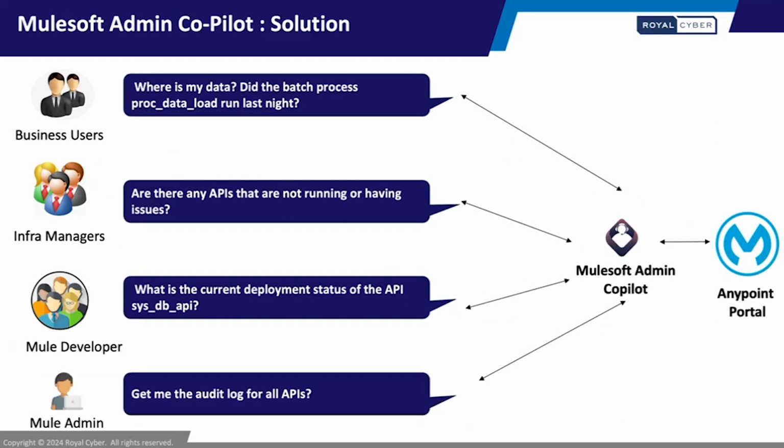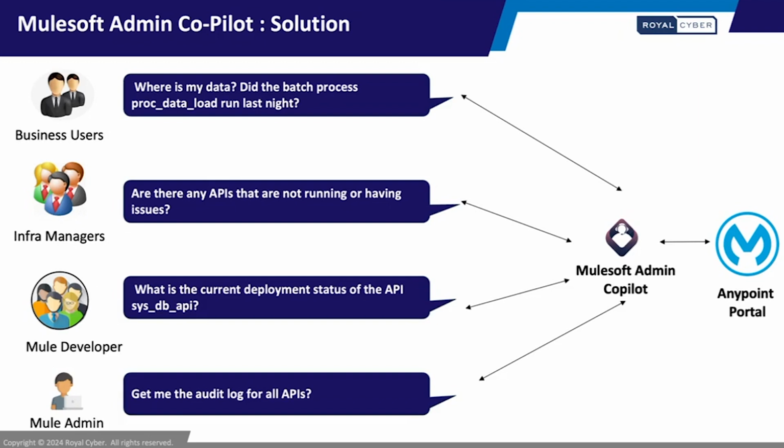Now, in order to do that, we'd like to introduce Mule Admin CoPilot, which is an intelligent automation solution designed to streamline and optimize administrative tasks. Mule Admin CoPilot leverages advanced AI and machine learning capabilities to automate routine processes, reducing the manual effort required by the IT team and the administrators. This solution enhances productivity by minimizing errors, accelerating task completion, and ensuring consistency of execution across all operations.